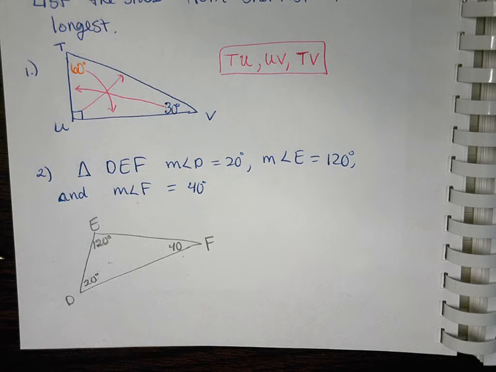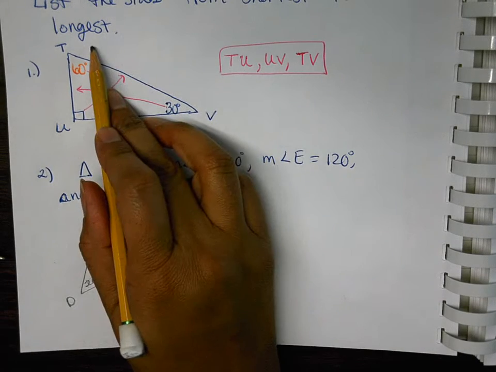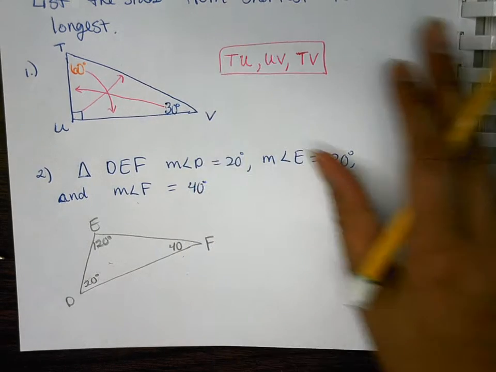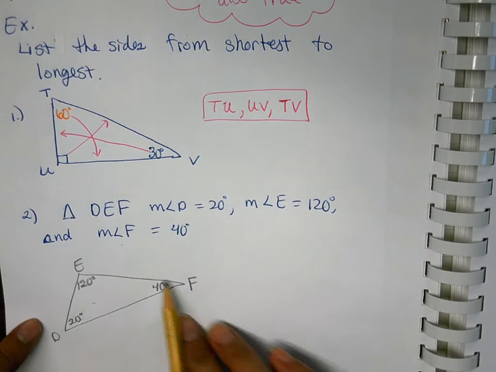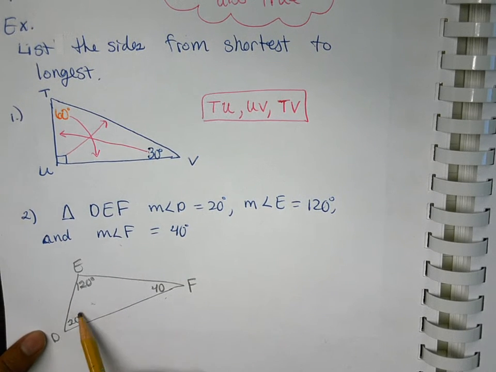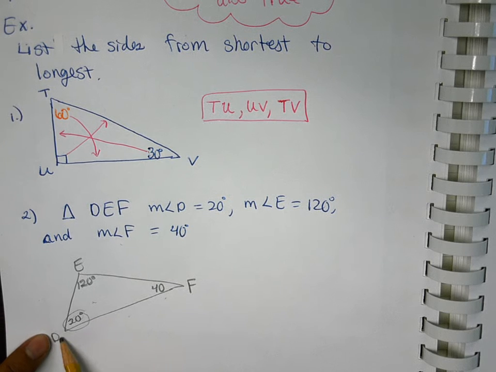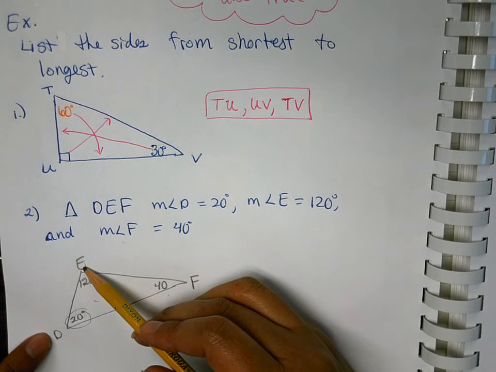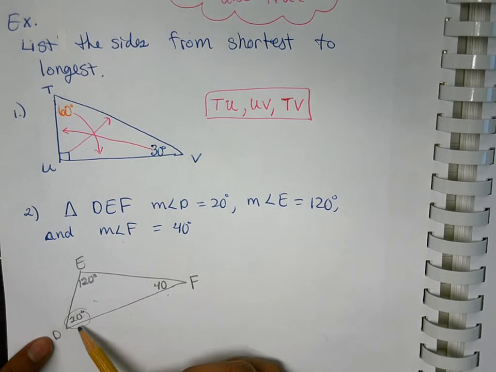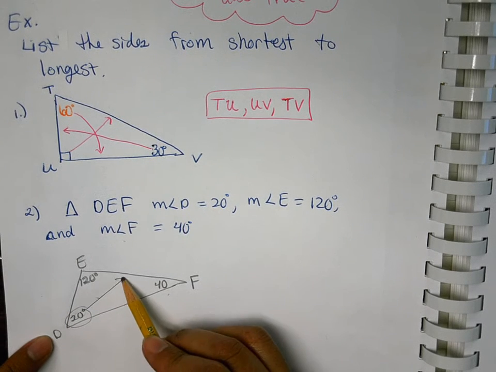Yes? So it's still shortest to longest. So let's go to the shortest. If I'm dealing with shortest side, I'm looking for the smallest angle. Which angle here is the smallest? 20. So DF is not opposite because it's next to it. DE is not opposite, again, it's connected to it. And which side is opposite the 20?